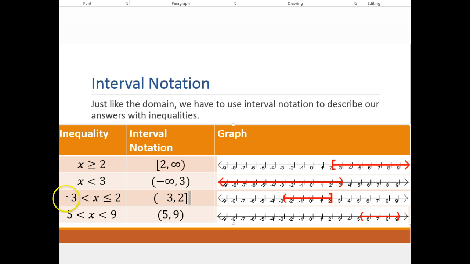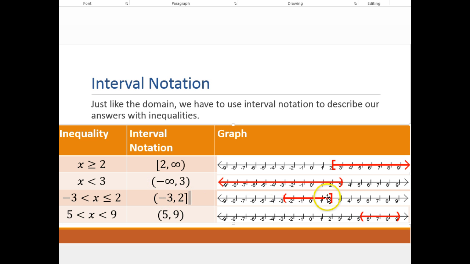If I have an interval from negative 3 less than x less than or equal to 2, this is where my brackets are mismatched, because I have less than here for the first one, so I have an open parenthesis with negative 3. I have less than or equal to with the 2, so I have a bracket with the 2. So I have the open parenthesis, negative 3 comma 2, bracket.